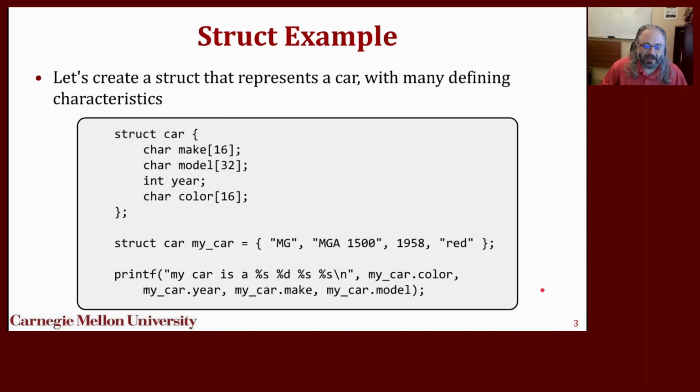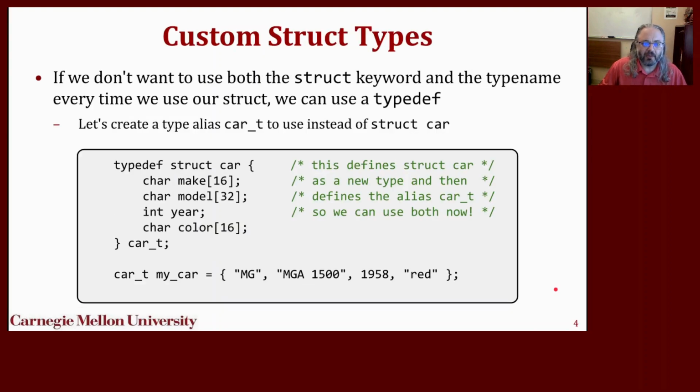This is how we create struct data and access the contents of struct data. And this is relatively straightforward. If we want to go a step farther, we can actually create our own alias if we don't want to have to type struct car every time we create a new car.